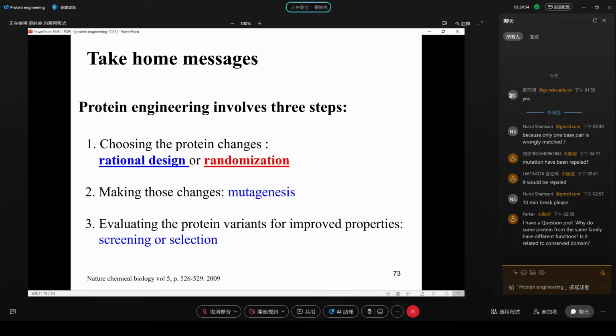And what's error-prone PCR? What's the strategy for error-prone PCR? What's DNA shuffling? Why can they generate a randomized library? And for your purpose, for your experiment, you want to choose a rational design or a randomized design. And what kind of screening strategy or selection strategy you plan to use. So you need to show me your knowledge or your understanding of this lecture.